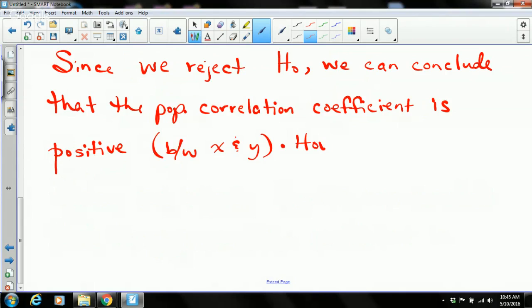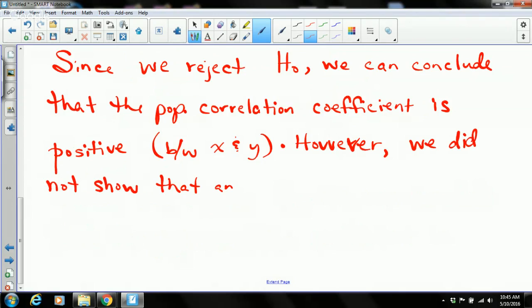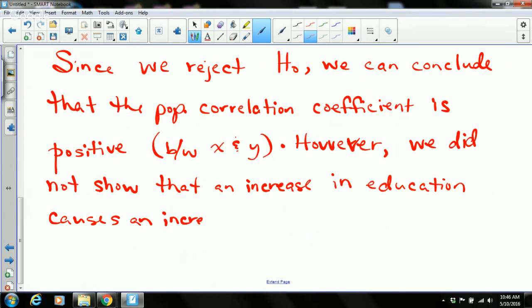However, you need to be careful. However, we did not show that an increase in education causes an increase in earnings or income. I'll put earnings. We just showed that it was a positive relationship between the two.